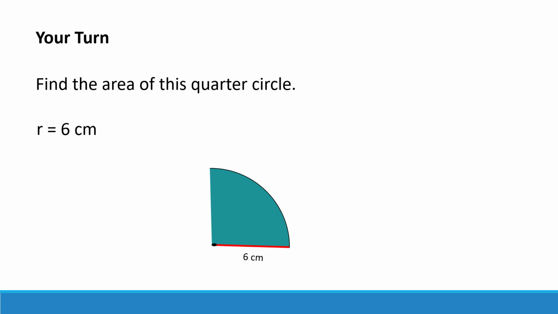Now, try this question. Find the area of this quarter circle. The radius is 6 centimeters. Use 3.14 for pi. Pause the video and work it out.